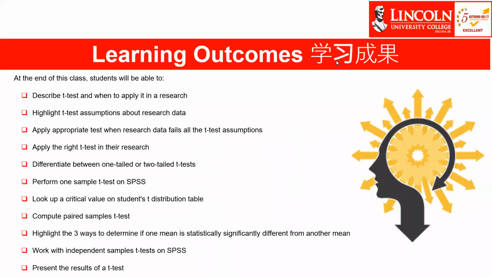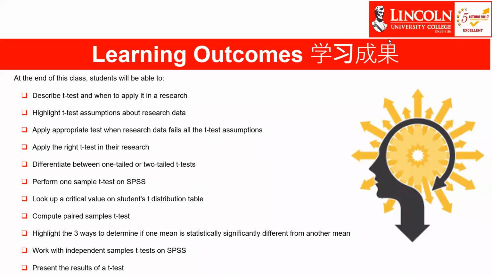analysis. You should be able to highlight t-test assumptions about research data. You should be able to apply appropriate tests when research data fails the t-test assumptions. You should be able to apply the right t-test in your research analysis. You should be able to differentiate between one-tail and two-tail t-tests. You should be able to perform one sample t-test on SPSS. You should be able to look up a critical value on the student t distribution table. You should be able to compute paired samples t-test.